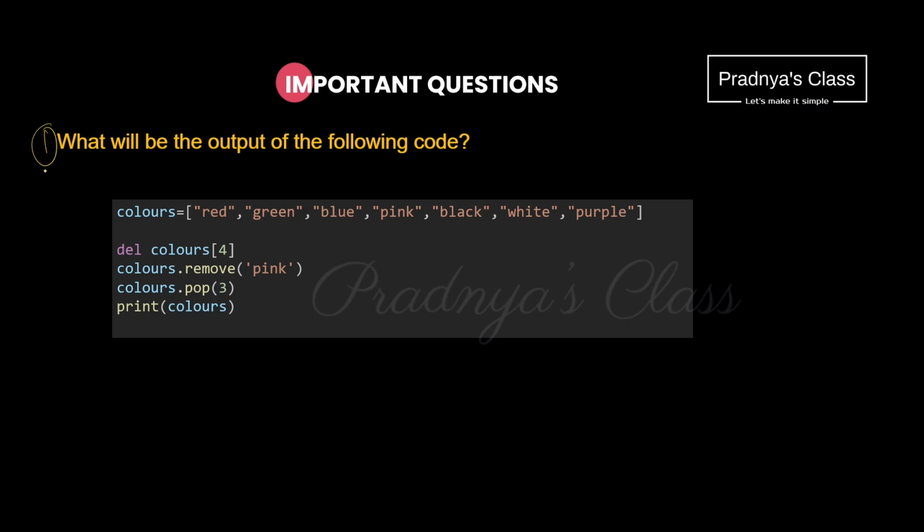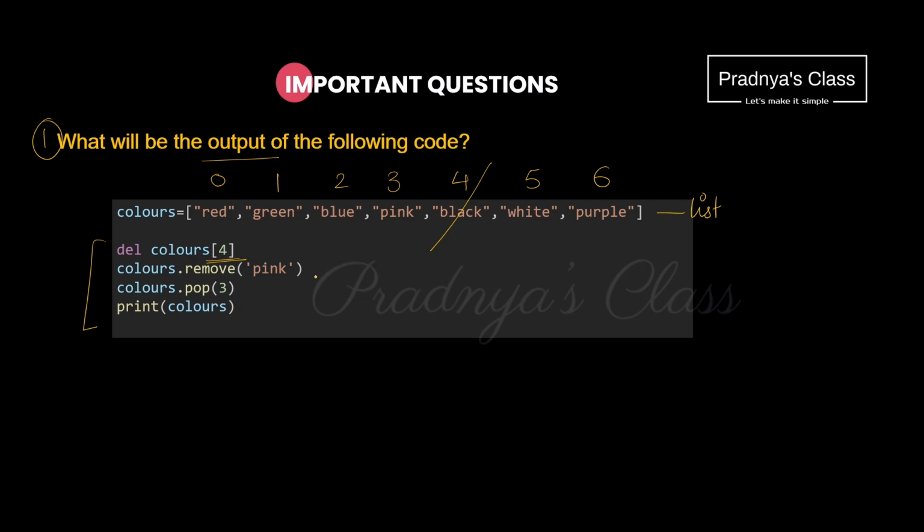Okay, then here is the first question. Let's check it out. You need to guess the output of the following code. Here is the list of the colors. Look at the following statements. The first statement is the del statement. Using the del statement, we can remove or delete the item using the given index. So here are the indices of all the elements. At index 4, we have color black, so that will get deleted.